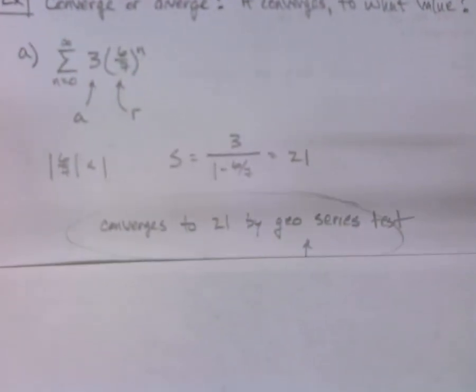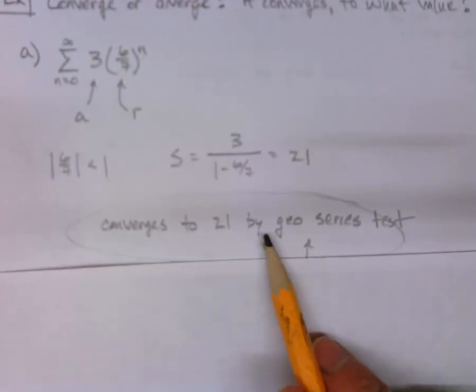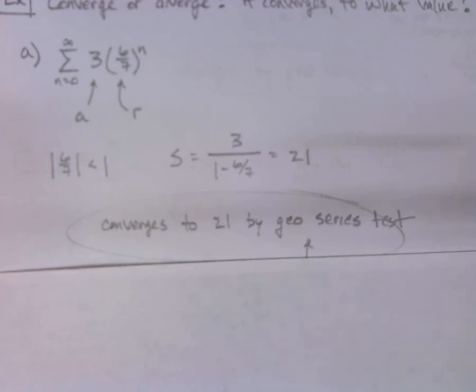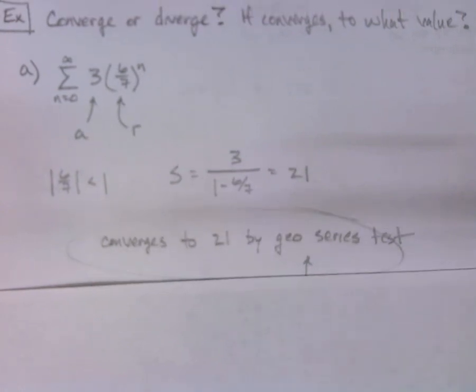Okay, why is that a big deal? Why am I citing the test? Well, we're going to learn a lot of different tests. I believe we learn 10, possibly 11 tests in the next several sections. And so not only do you want to say if it converges or diverges, but you want to say by which test you applied. So here, converges to 21 by the geometric series test.